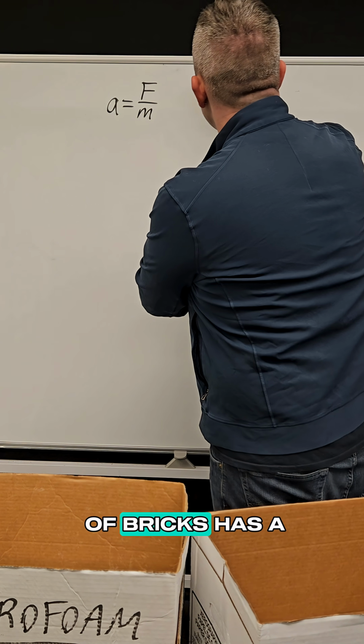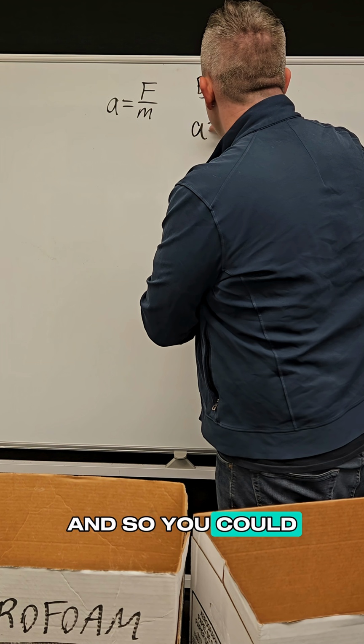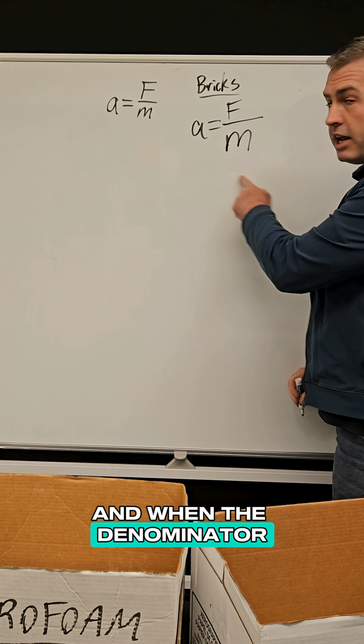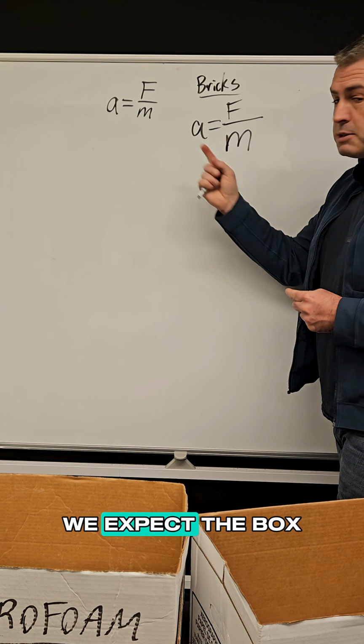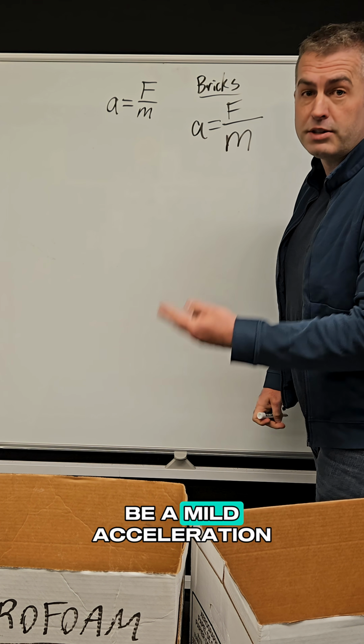And so the box of bricks has a lot more mass, right? And so you could think of it as this. You have a really, really big mass. And when the denominator of a fraction is very large, we expect the box of bricks to accelerate very, very slowly. It's going to be a mild acceleration.